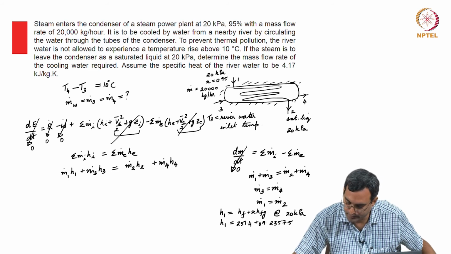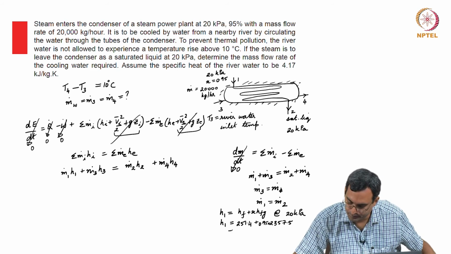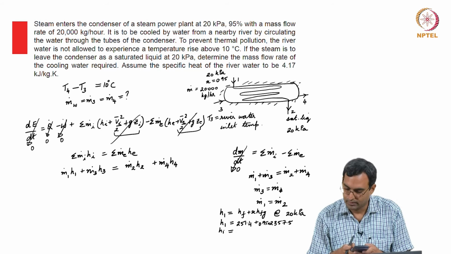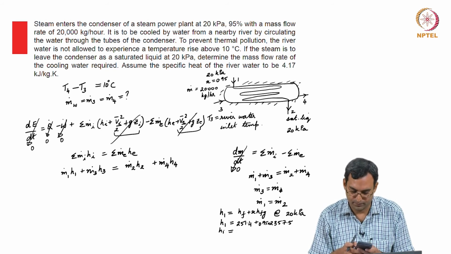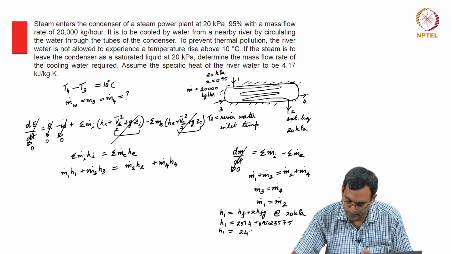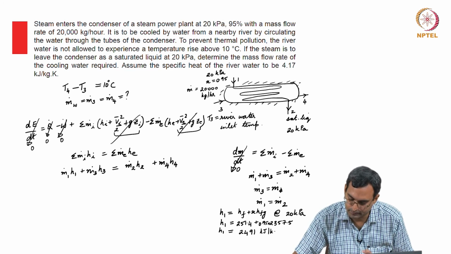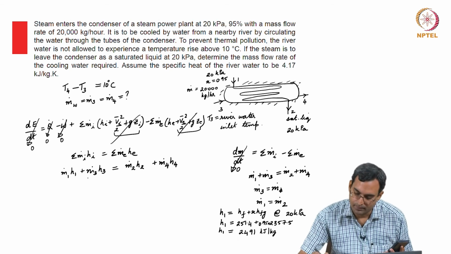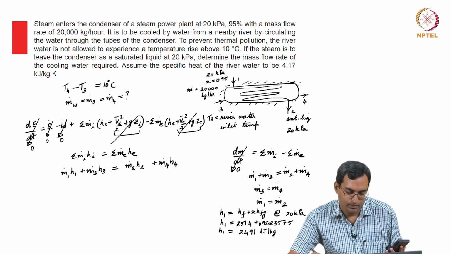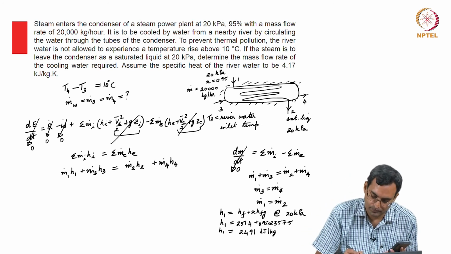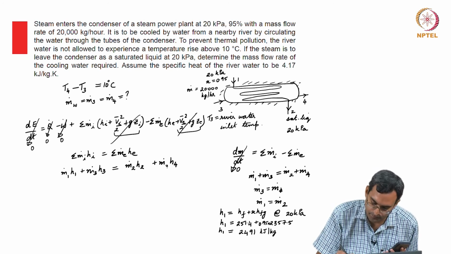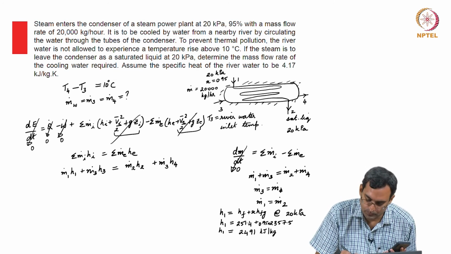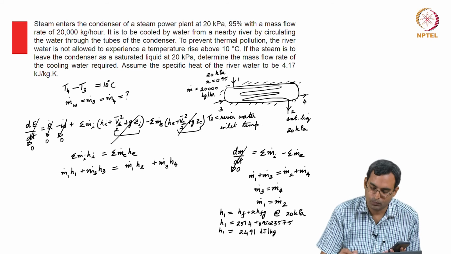This x is 0.95. So, we see that the enthalpy of the steam at the inlet is essentially 2491 kilojoule per kg. We can also write these in terms of these other variables. So, we have m dot 3 is m dot 4, so let me write this as m dot 3, and we have m dot 1 is m dot 2. What we are looking for is m dot 3.